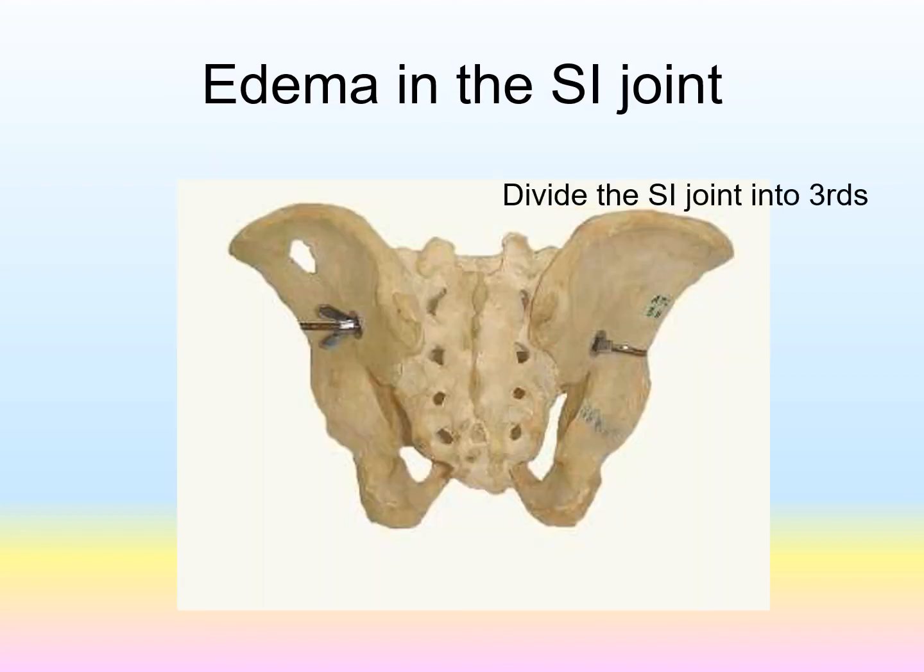We divide the SI joint into thirds. We're looking for the upper, middle, and lower boot. We're looking for edema in those areas as well as our restriction. And this is where we'll find our edema, and these correspond to different types of listings.